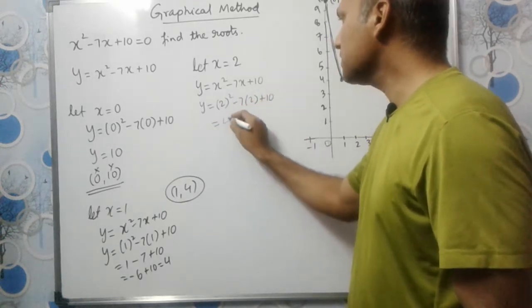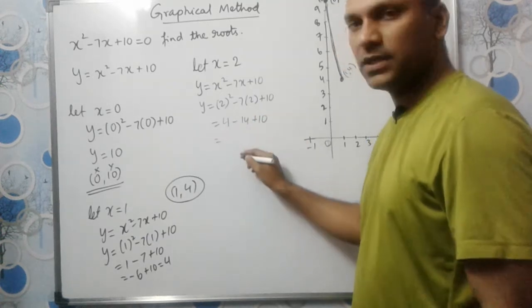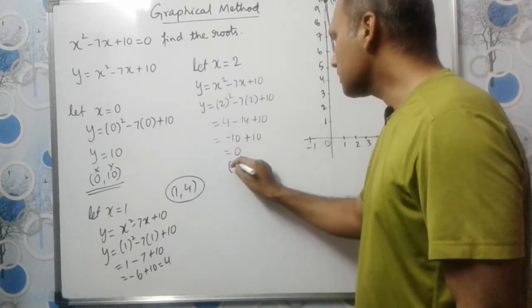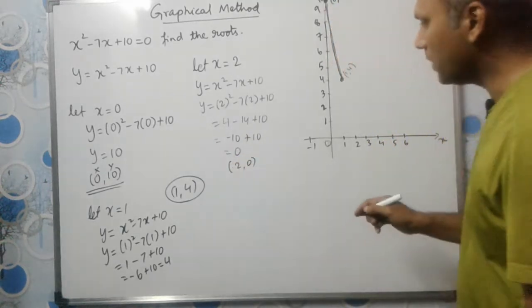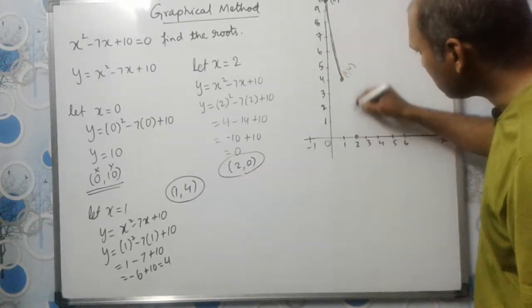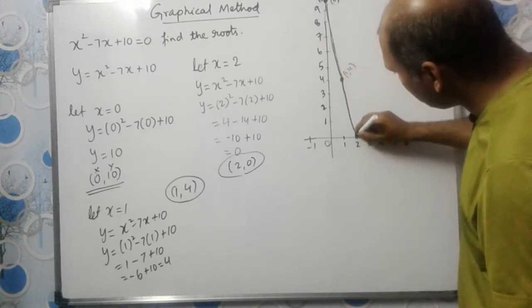So 2 square is how much? It is equal to 4. 7 2s are 14 plus 10. So 4 minus 14 is minus 10. Minus 10 plus 10 is equal to 0. So 2 comma 0 is one point we need to plot. So here we have 2 comma 0. Okay. So this is 2 comma 0.